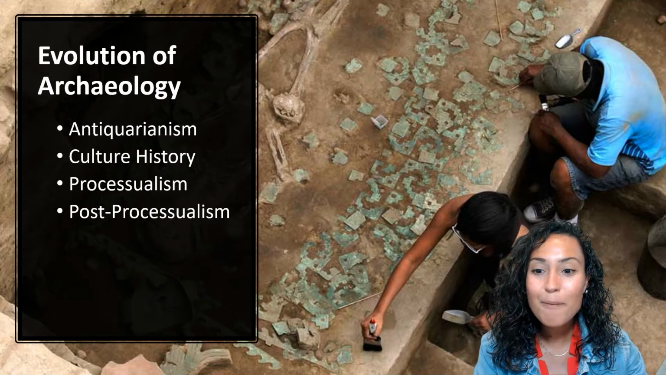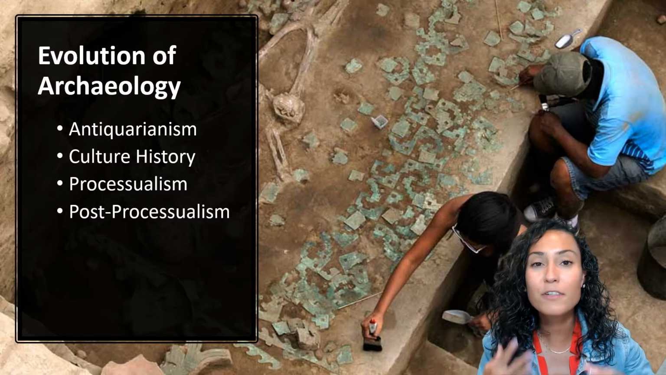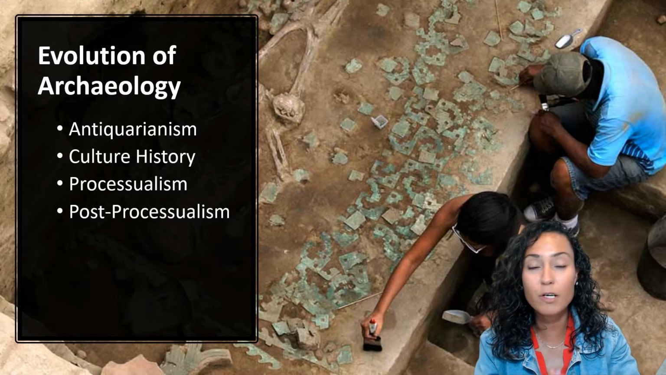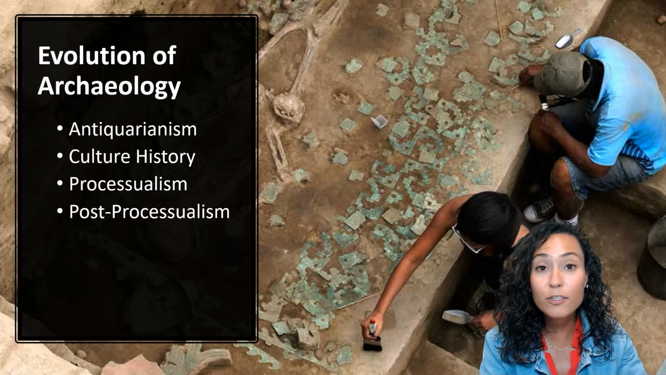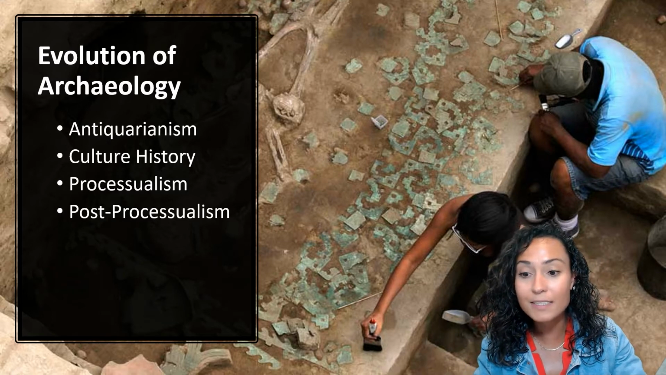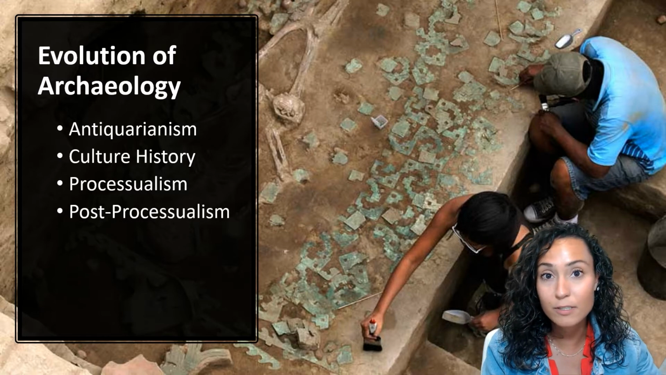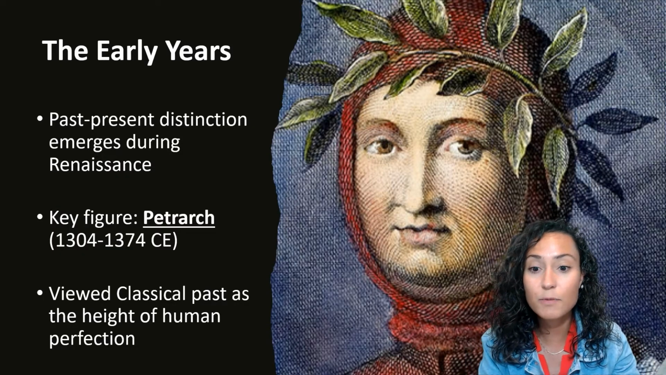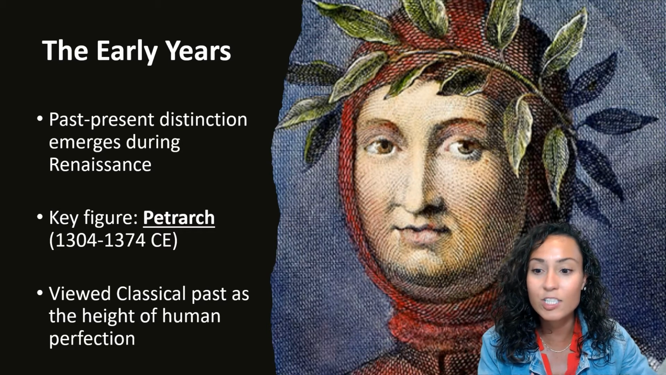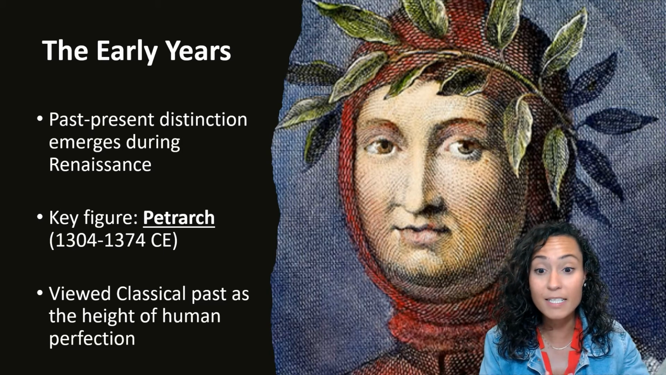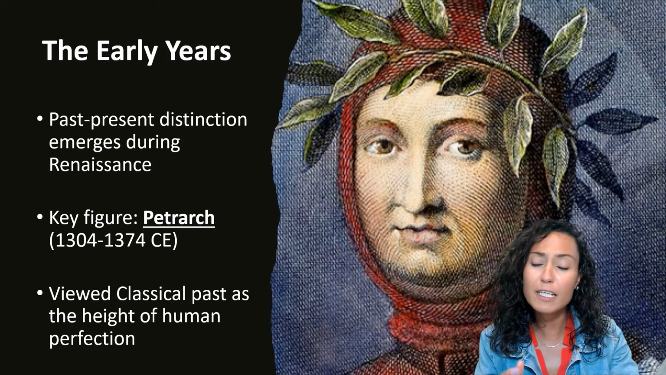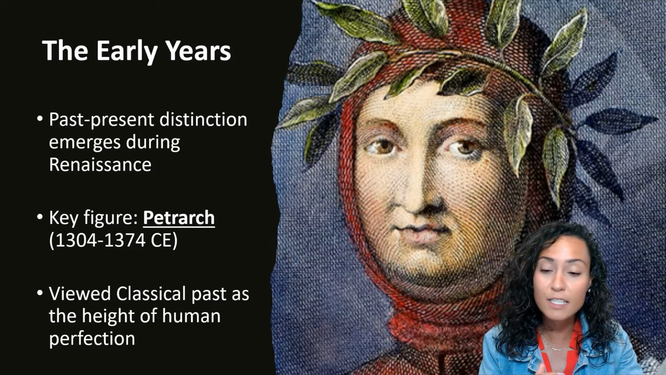We can think about the origins of the modern discipline of archaeology as having kind of four major historical eras linked to particular ways of thinking about the past and studying material remains. The earliest evidence we have that people were making a kind of conceptual distinction between the past and the present comes from Europe during the Renaissance. Think roughly the 14th through 16th centuries.